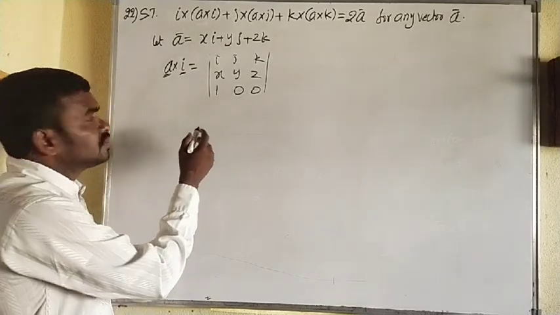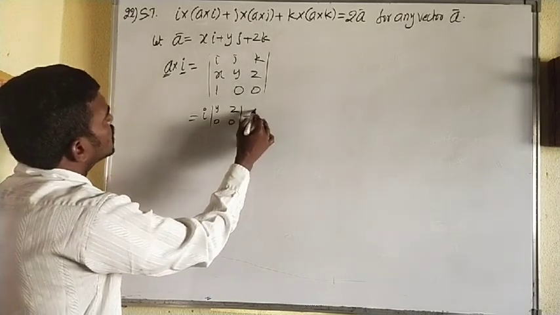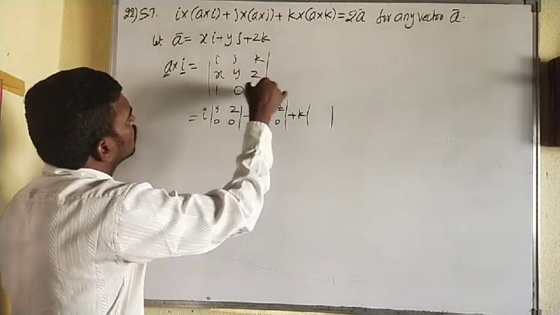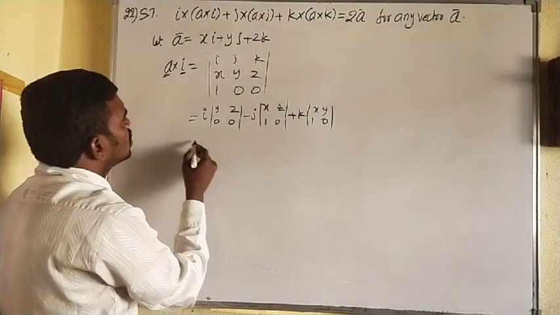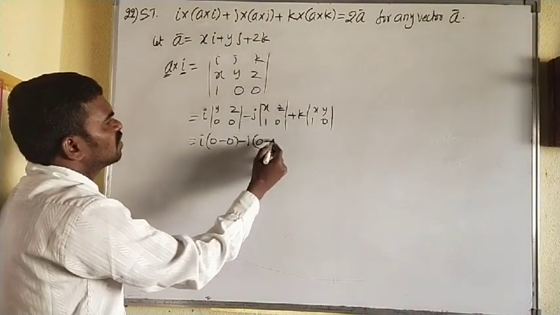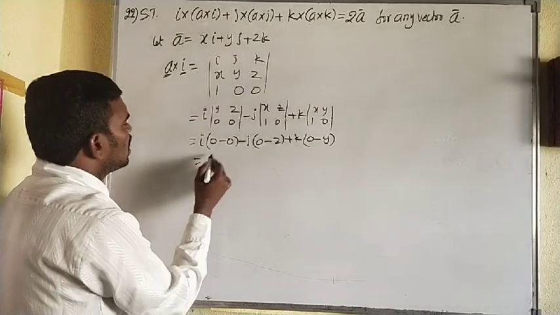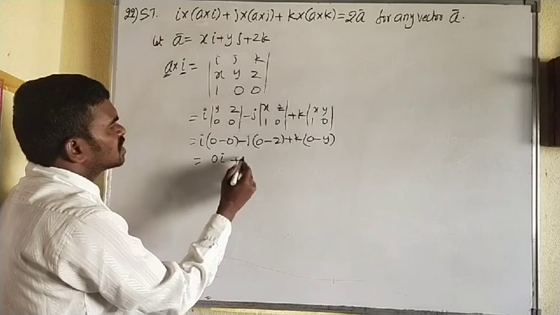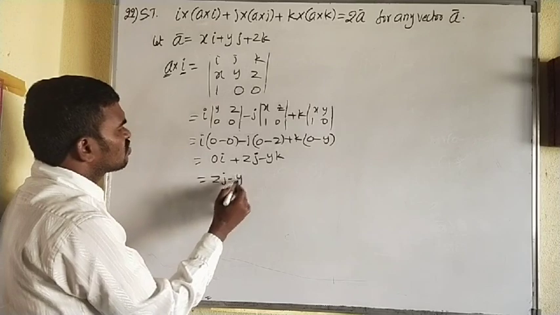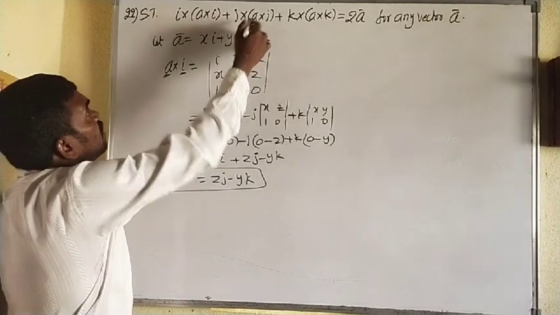Is it clear? So which is equal to I into yz 0, 0 minus j into xz 1, 0 plus k into xy 1, 0. Simplify this. I into y into 0 minus 0, minus j into x into 0 minus z into 1, plus k into x into 0 minus y. So finally we get 0i plus zj minus yk. So A cross I equals zj minus yk.